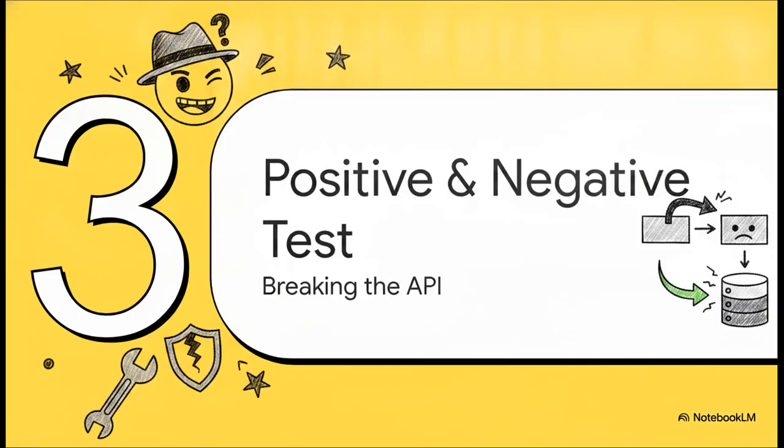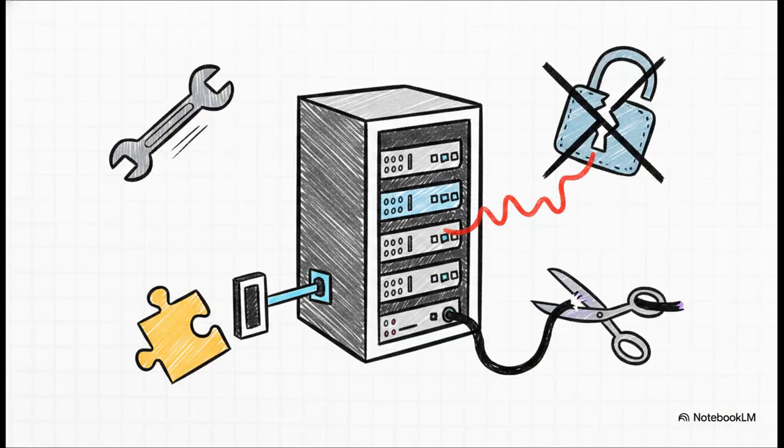Section 3, Positive and Negative Testing. Let's break some stuff. It is time to put on our mischievous tester hats. We're pivoting from the happy path to intentionally trying to break the API. A truly great QA tester thinks completely outside the box. So here's a rapid-fire checklist for you. What happens if you change the protocol from HTTPS to HTTP? Does it safely redirect or does it crash?